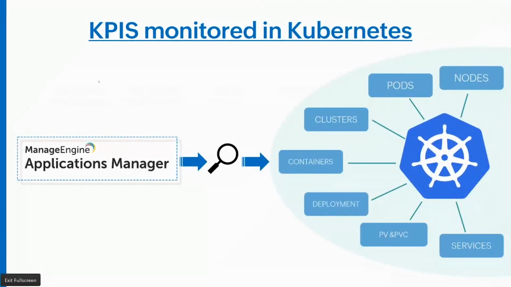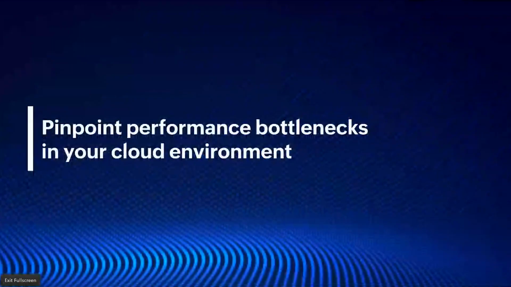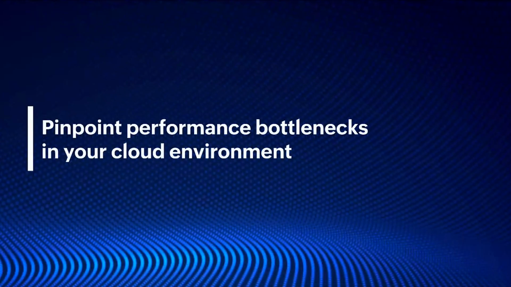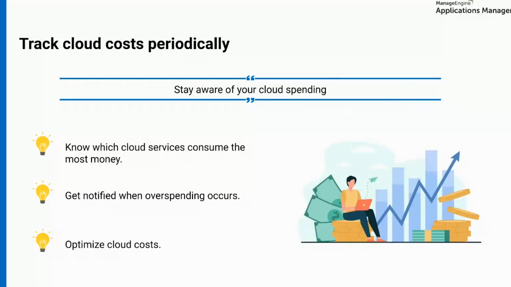The next topic we are going to discuss is how to pinpoint the performance bottlenecks in your cloud environment. First and foremost, as I explained in the AWS environment regarding the billing, we need to make sure that we are tracking the cloud cost periodically, because it should not exceed the limit which we are allocating for every month or on a weekly basis.